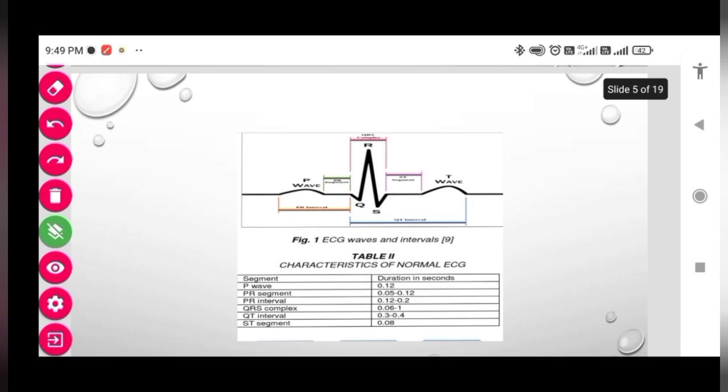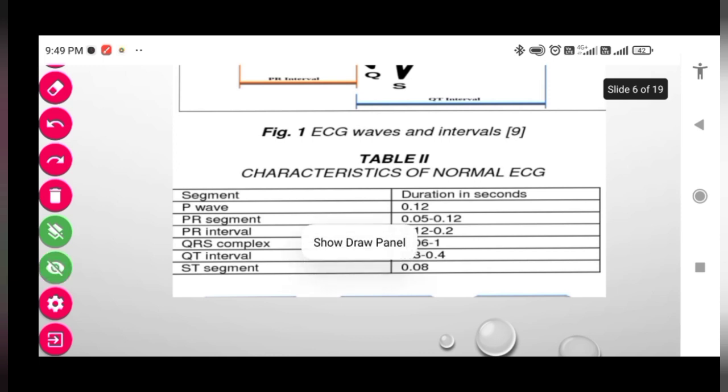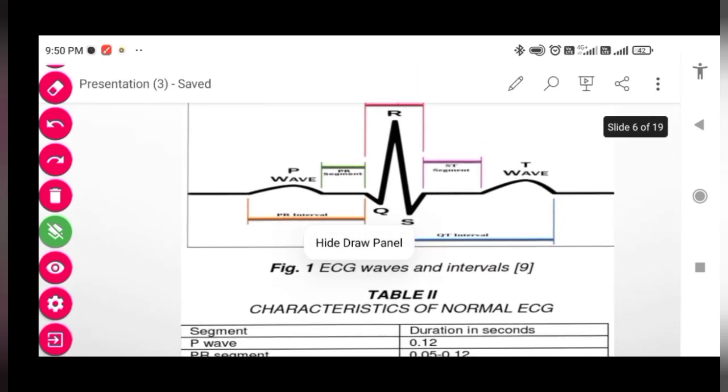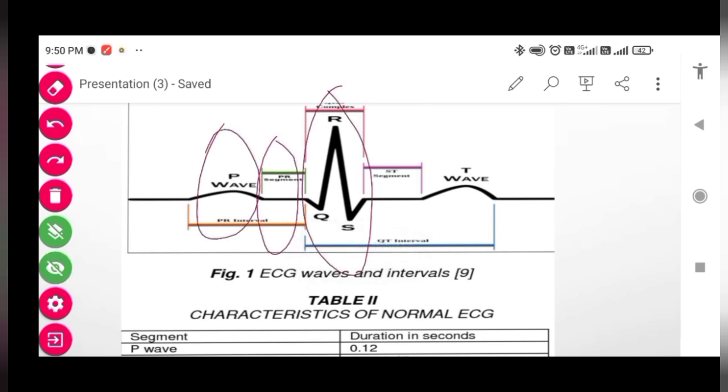Next, these are the same different waves, segments and intervals. Coming to the P wave: the P wave is 0.12 seconds, the PR segment is less than 0.12 seconds, the PR interval is 0.12 to 0.2 seconds, the QRS complex is less than 0.1 second, and the QT interval is less than 0.44 seconds. Okay, this much is enough. Next, here it shows again the P wave, PR segment, QRS complex, ST segment and QT interval.